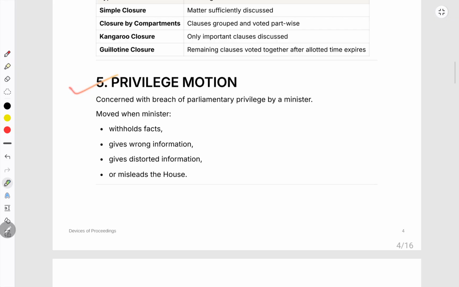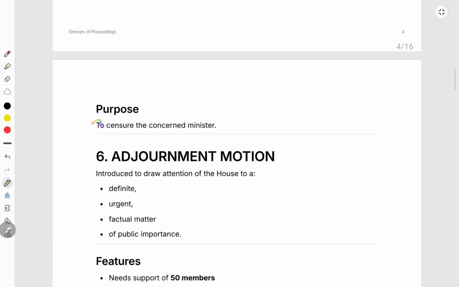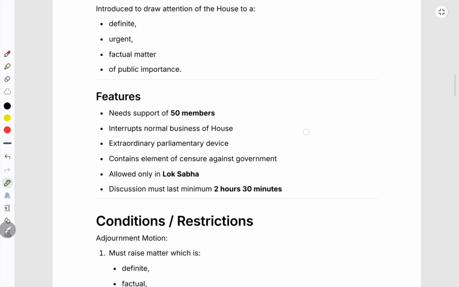Now coming to privilege motion. Privilege motion is basically concerned with breach of parliamentary privilege by a minister. So this is moved when any minister withholds facts, gives wrong information, gives distorted information, or tries to mislead the house. This motion is used to censure the concerned minister. Censure means to condemn the concerned minister. So this is privilege motion. This is against a minister, concerned with the breach of parliamentary privilege by the minister.